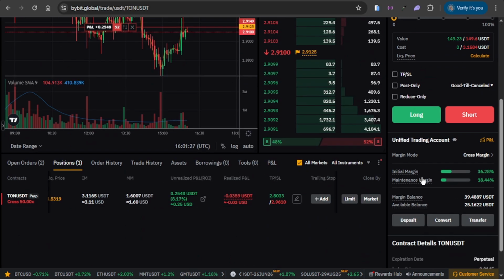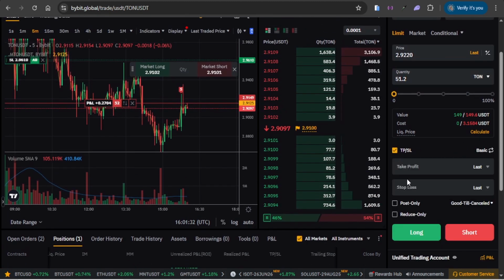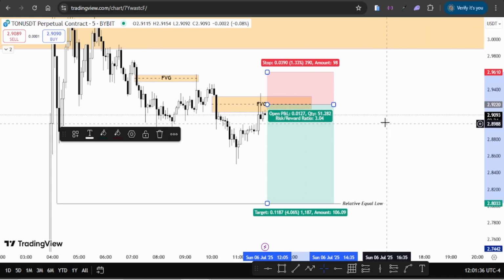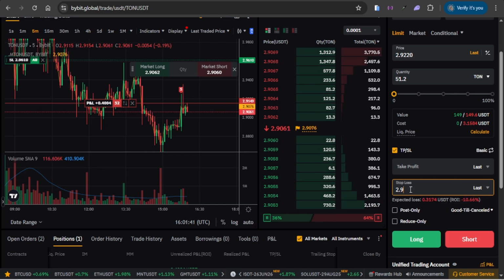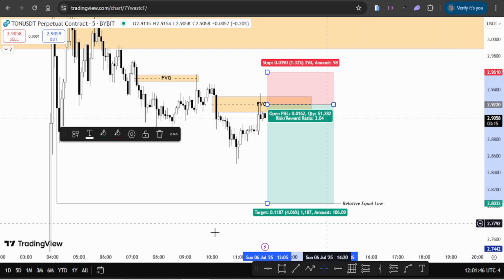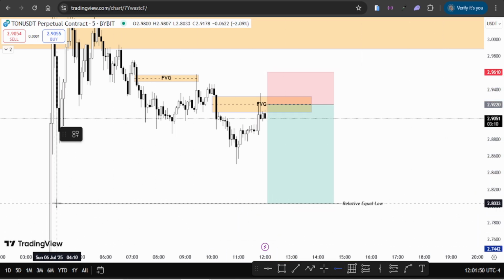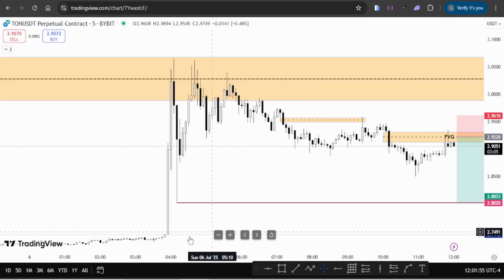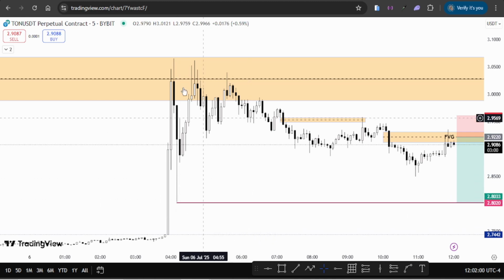So the next thing I will do is that I will quickly come to my TP and stop loss and enter my stop loss as 2.961, and my take profit as what? The low of this candle. I think I should get it with a horizontal ray. So my take profit will be the low of this candle, which is 2.8033.